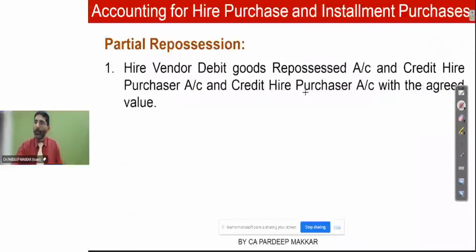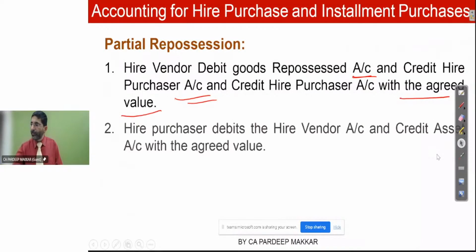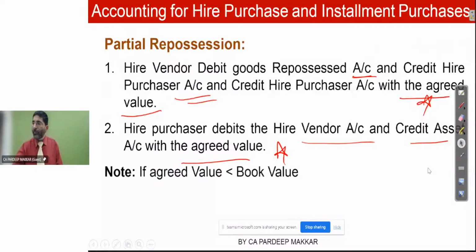See, here it is. Partially goods repossessed account debit. In the books of vendor, he will debit goods repossessed account and credit hire purchaser account in the same way with the agreed value. And then what will happen? Hire purchaser will debit the vendor account and credit asset account with the agreed value. Now the word agreed value will come here. The new thing is agreed value, whatever is the agreed value.